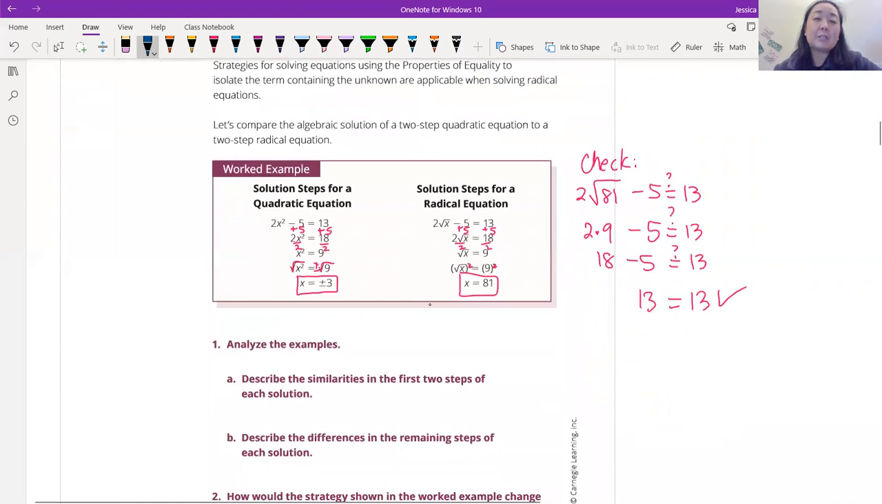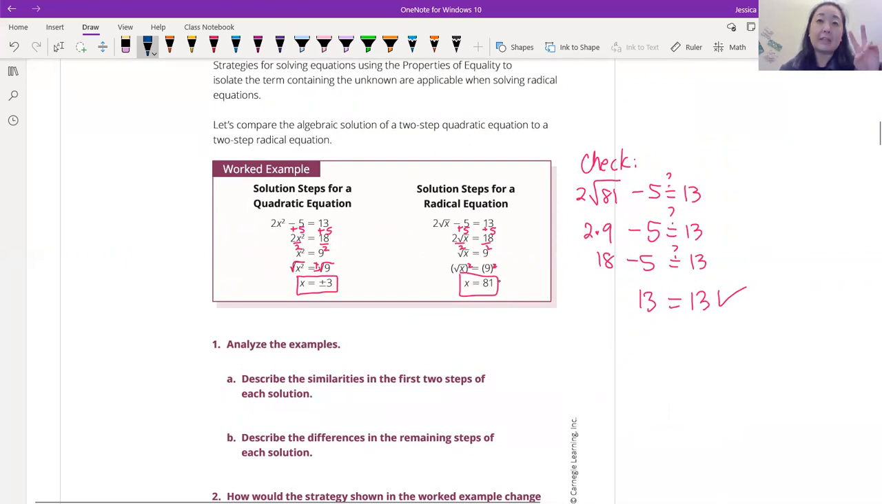And so on to the next page, we compared these two equations right here. The one on the left is a quadratic equation. The one on the right is a radical equation. And notice everything's exactly the same, except one is a square and one is a square root. And so notice that we solve them exactly the same way, except at the very end, we're going to square root both sides. And when we do that, we have to remember to do the plus or minus. And so here we get 2 answers.